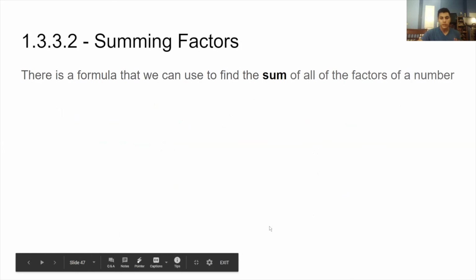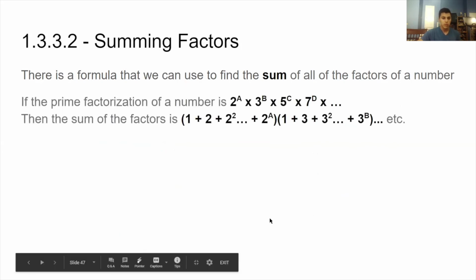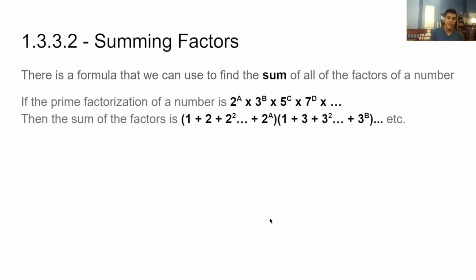Next, we went over a formula to find the sum of all the factors of a number, which was 1 plus 2 plus 2 to the 2 all the way up to plus 2 to the a, times 1 plus 3 plus 3 to the 2 all the way up to plus 3 to the b, and so on. We're basically just listing all the different degrees of each prime factor of a number, adding them, and then multiplying those sums by each other.